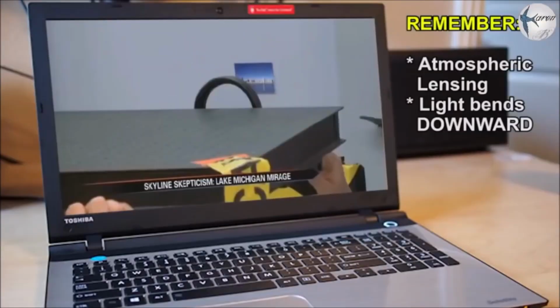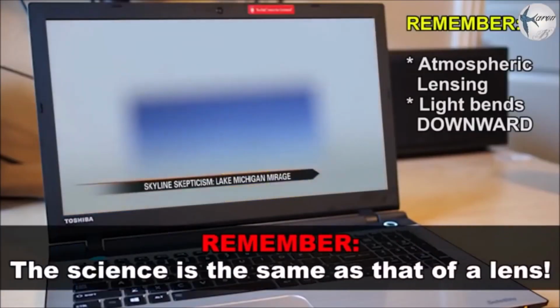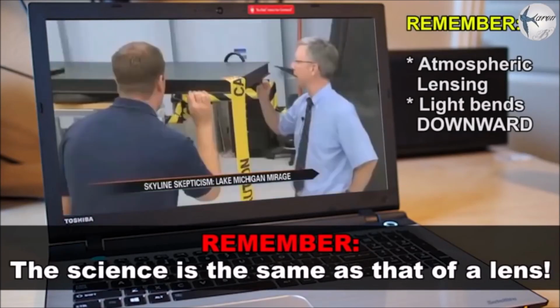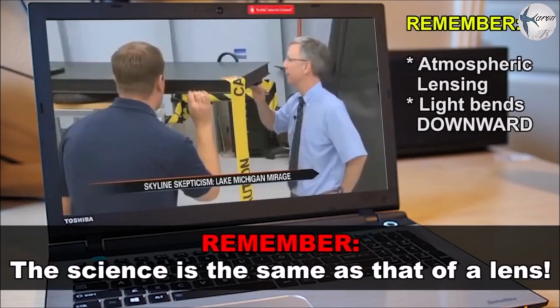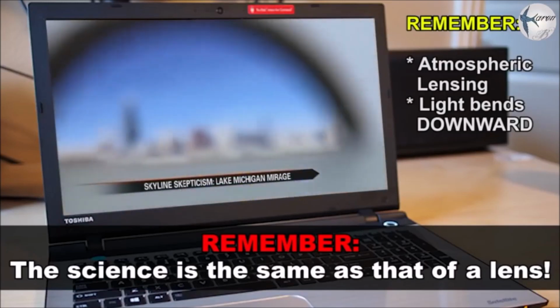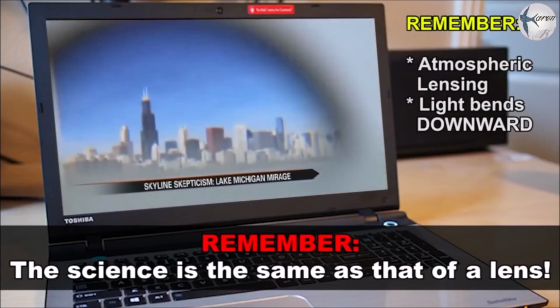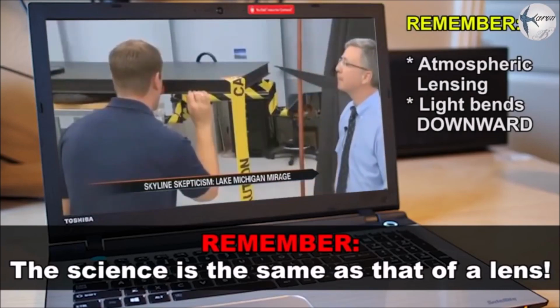The science is the same as that of a lens. Here's a simple example. So if you're looking at Chicago here, just maybe now you can just see the top of the Sears Tower, and if our simulated temperature inversion moves into place, hopefully now you can see pretty much all of Chicago, see all the lower buildings, including what's at ground level. So the atmosphere really is acting like a lens.